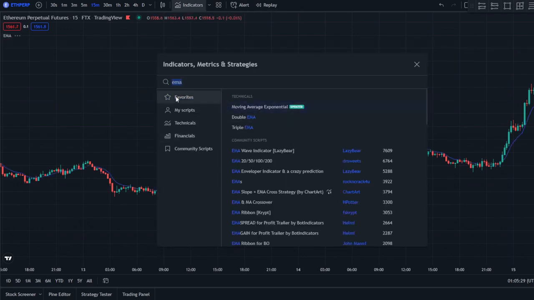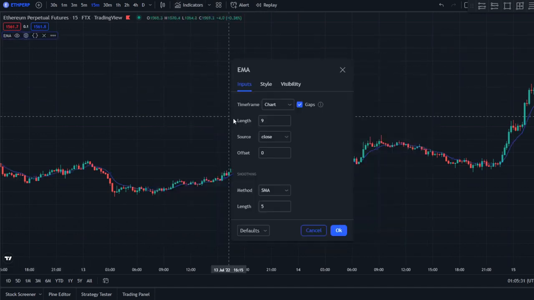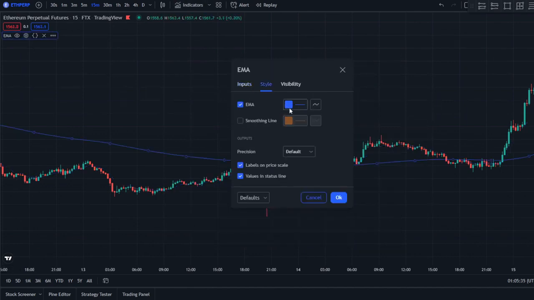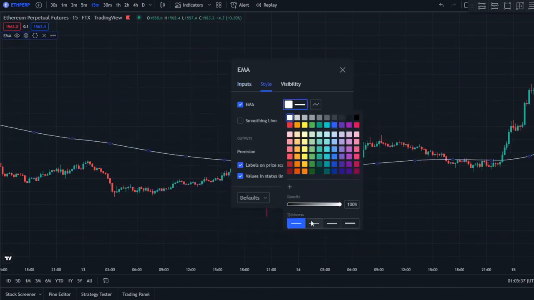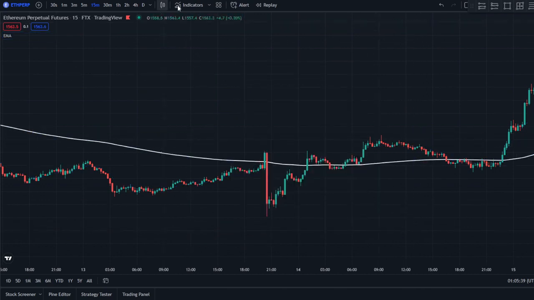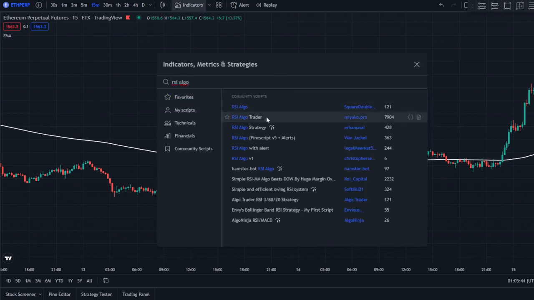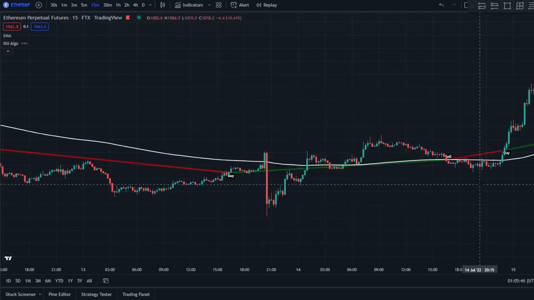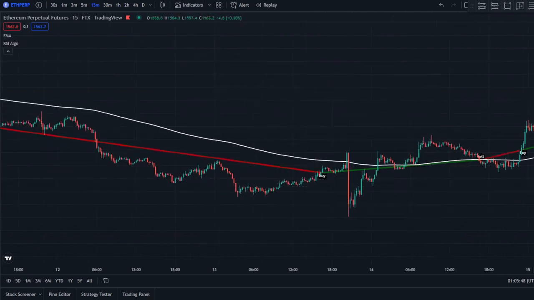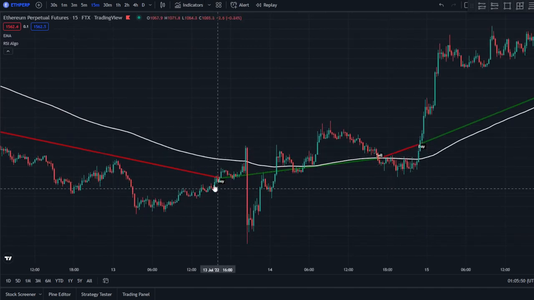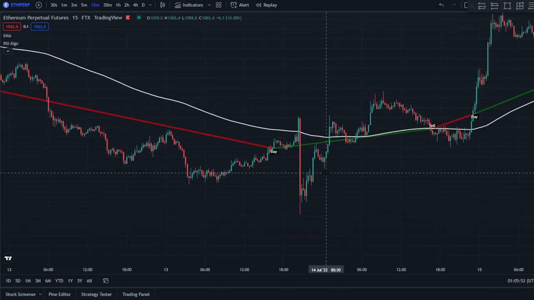So first up is your EMA, which is the main trend that you guys will be following. So you're going to change it to your 200 EMA. You can make it any line you like. I'm going to make it a white line. And next up is your RSI algo, and you'll be using the algo trader. So as you can see, there are the sell and buy signals, so it's quite simple to just follow this.